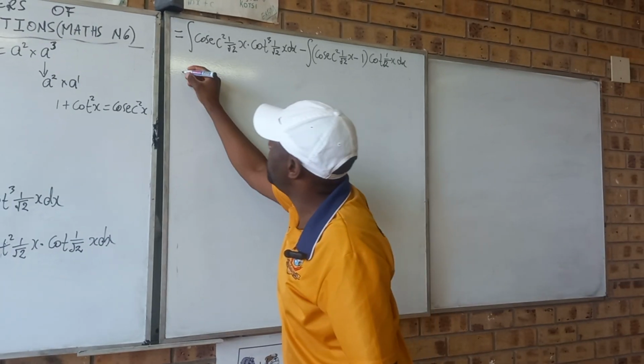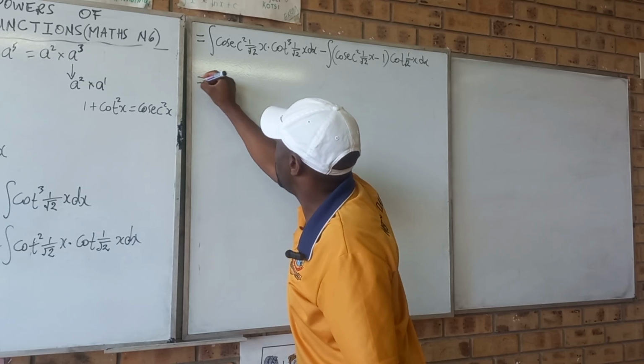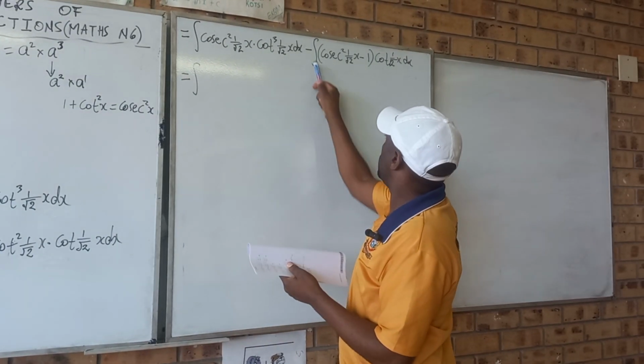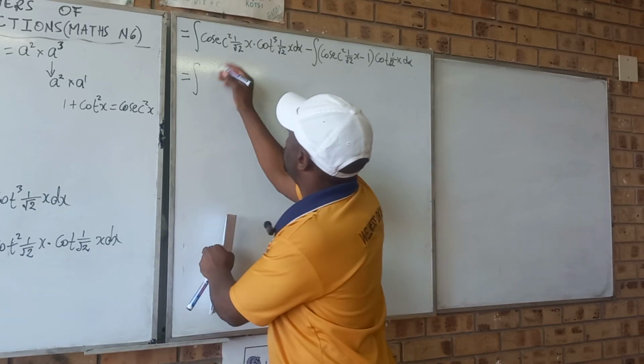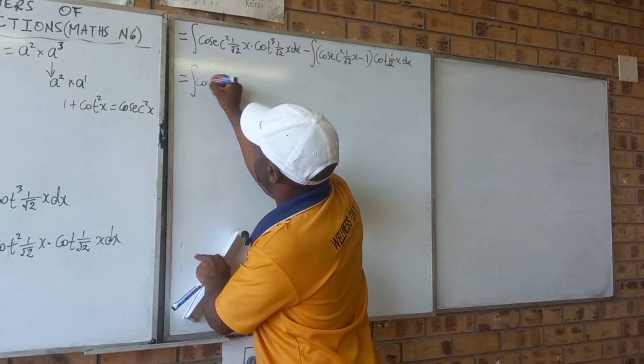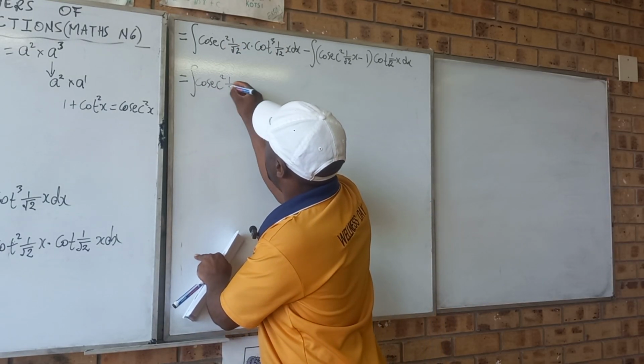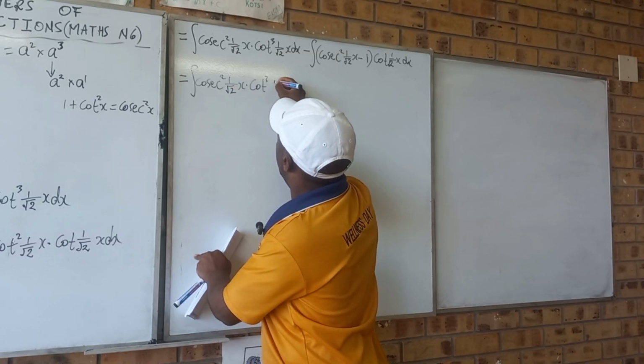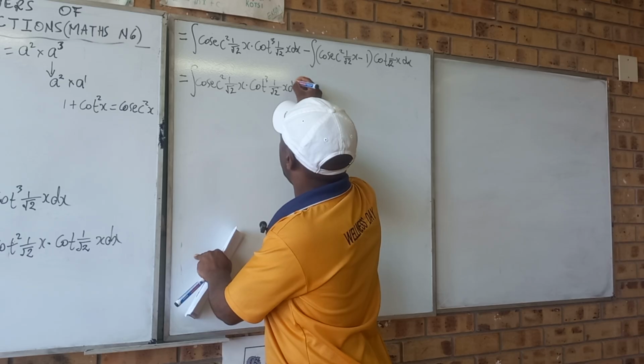Then finally, I will make it 3 different integrals, cot cubed (1 over root 2)x dx.